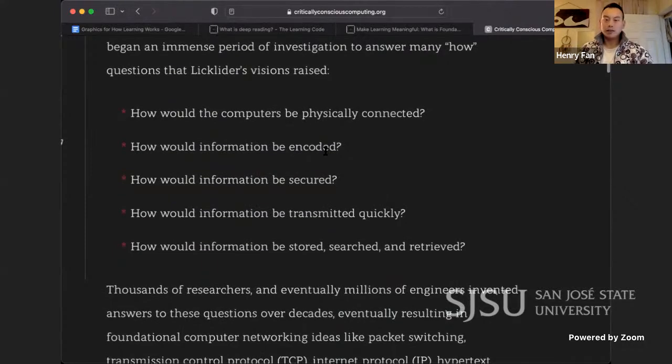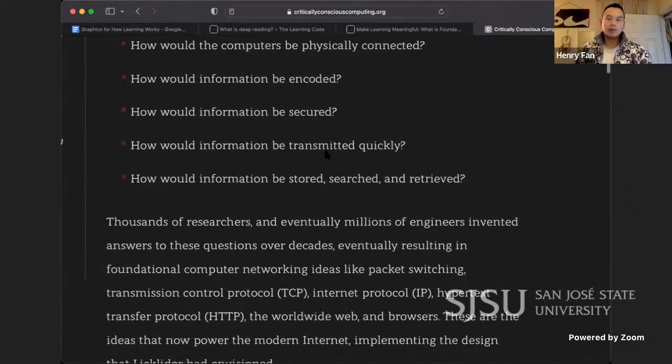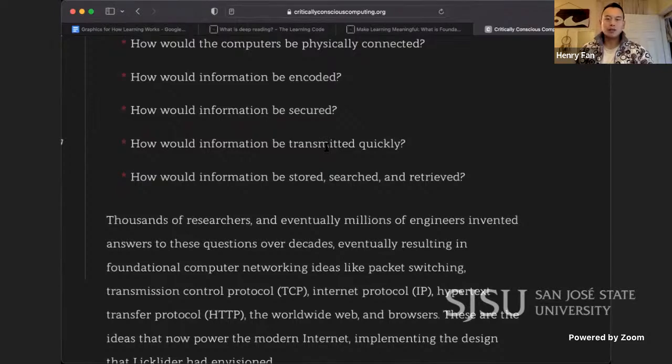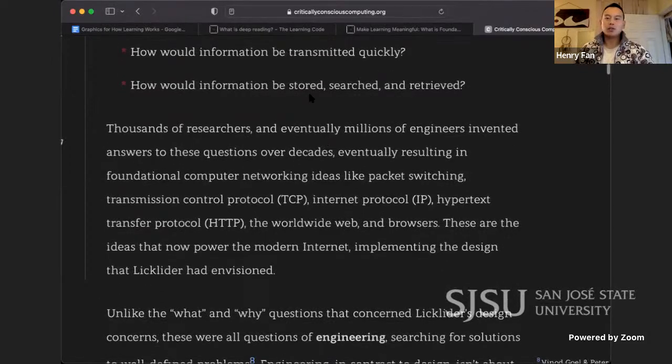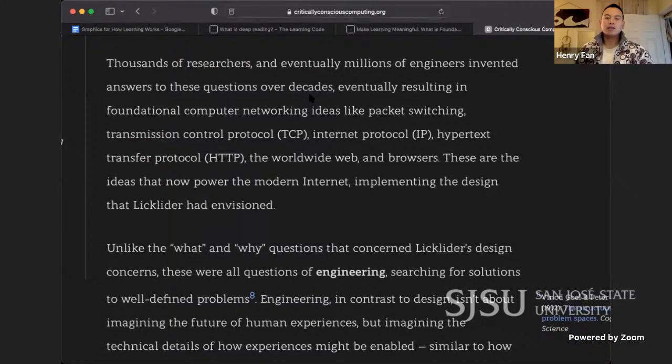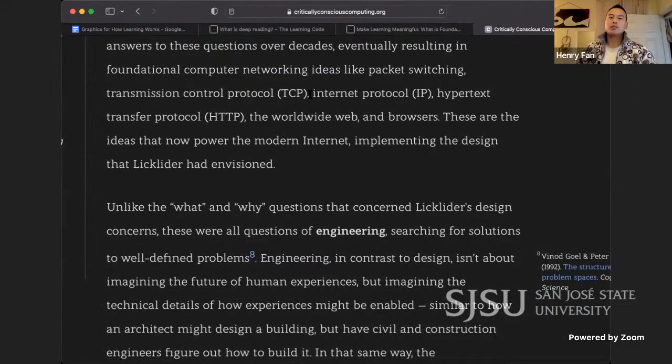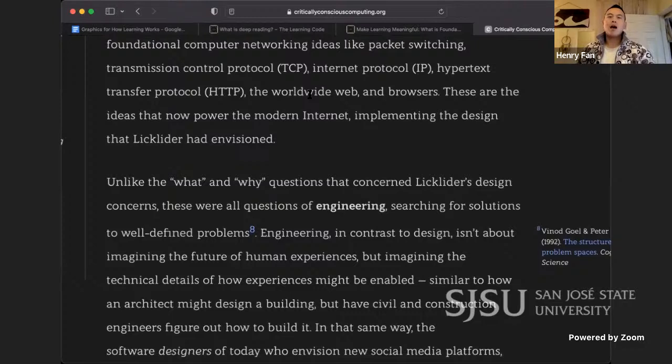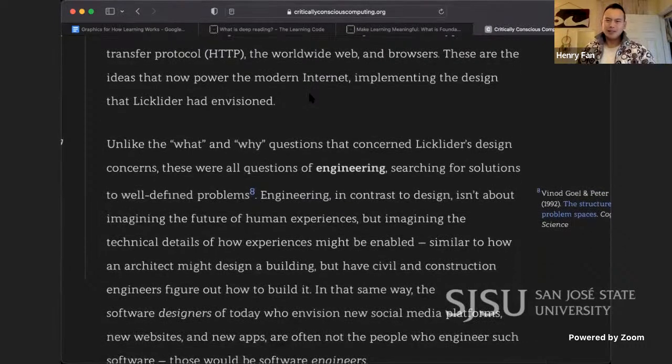How would the computers be physically connected? How would information be encoded? How would information be secured? How would information be transmitted quickly? How would information be stored and searched and retrieved? Thousands of researchers and eventually millions of engineers invented answers to these questions over decades, eventually resulting in foundational computer networking ideas like packet switching, transmission control protocol, internet protocol, hypertext transfer protocol, also known as HTTP, the World Wide Web, and browsers. These are the ideas that now power the modern internet, implementing the design that Licklider had envisioned.